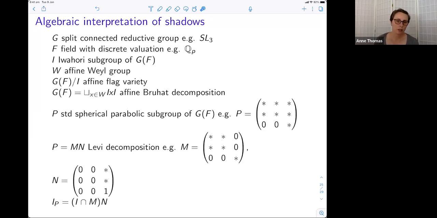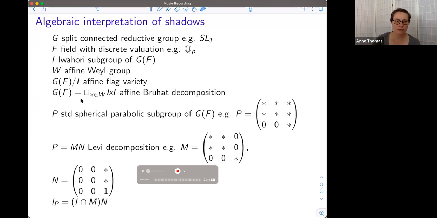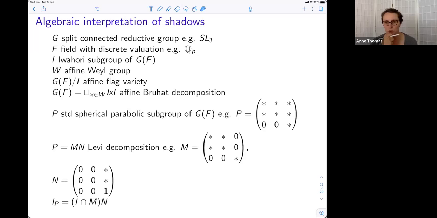The quotient G mod I, so modding out by the Iwahori, is called the affine flag variety. And this affine flag variety, G of F mod I, has this decomposition which is indexed by the elements of the affine Weyl group. Okay, so you maybe recall that G mod B is indexed by elements of a finite Weyl group. So if you look at cosets of SL3 mod its upper triangular matrices, those are indexed by elements of the symmetric group on 3 letters, in fact. There's also an affine analog of it, and this is called the affine Bruhat decomposition.